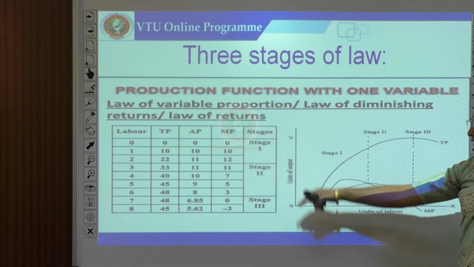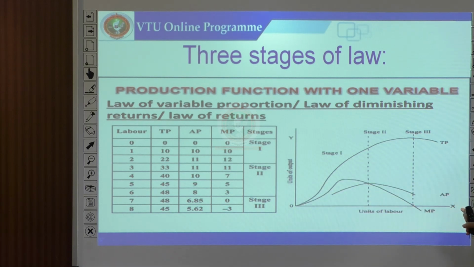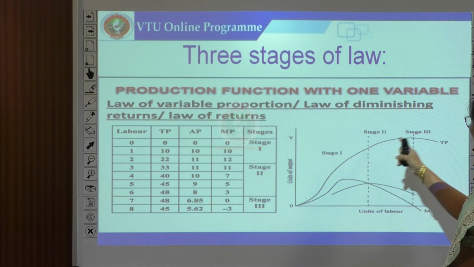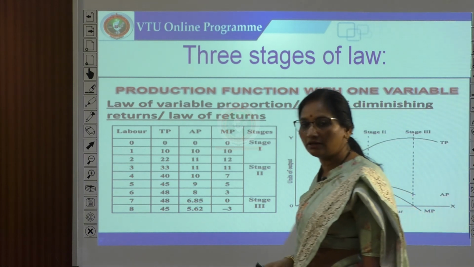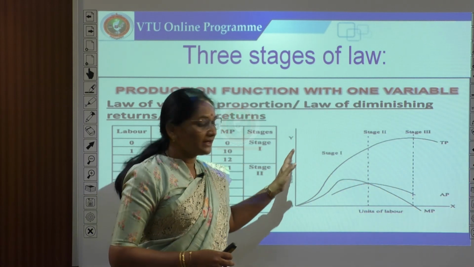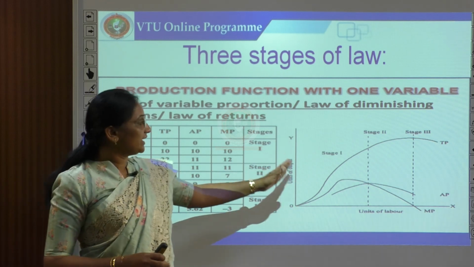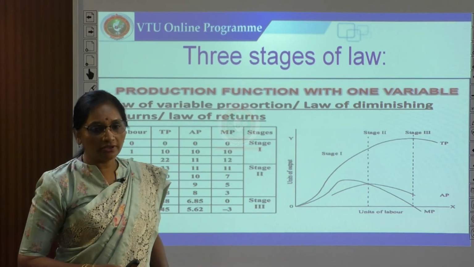On the y-axis we are measuring the units of capital, and on the x-axis we are measuring the units of labor. Here 3 curves are there: the marginal product curve, the average product curve and the total product curve. All 3 curves have their own typical behavior. We can see 3 different stages also here.